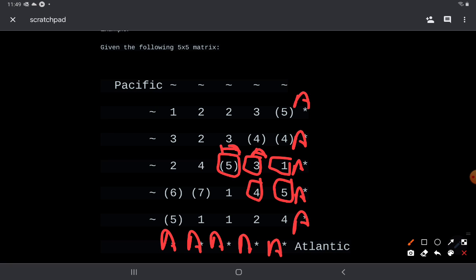After doing this activity, we would have two matrices. One would be filled up with these A's and the other would be filled up with these P's, which we did while using BFS for finding cells accessible from Pacific. So we'll find all those cells which have both A and P marked for them, and those would be the ones accessible from both the oceans and would form part of our result. So we would collect those cells which are accessible from both Pacific and Atlantic in a list and return that as a result.